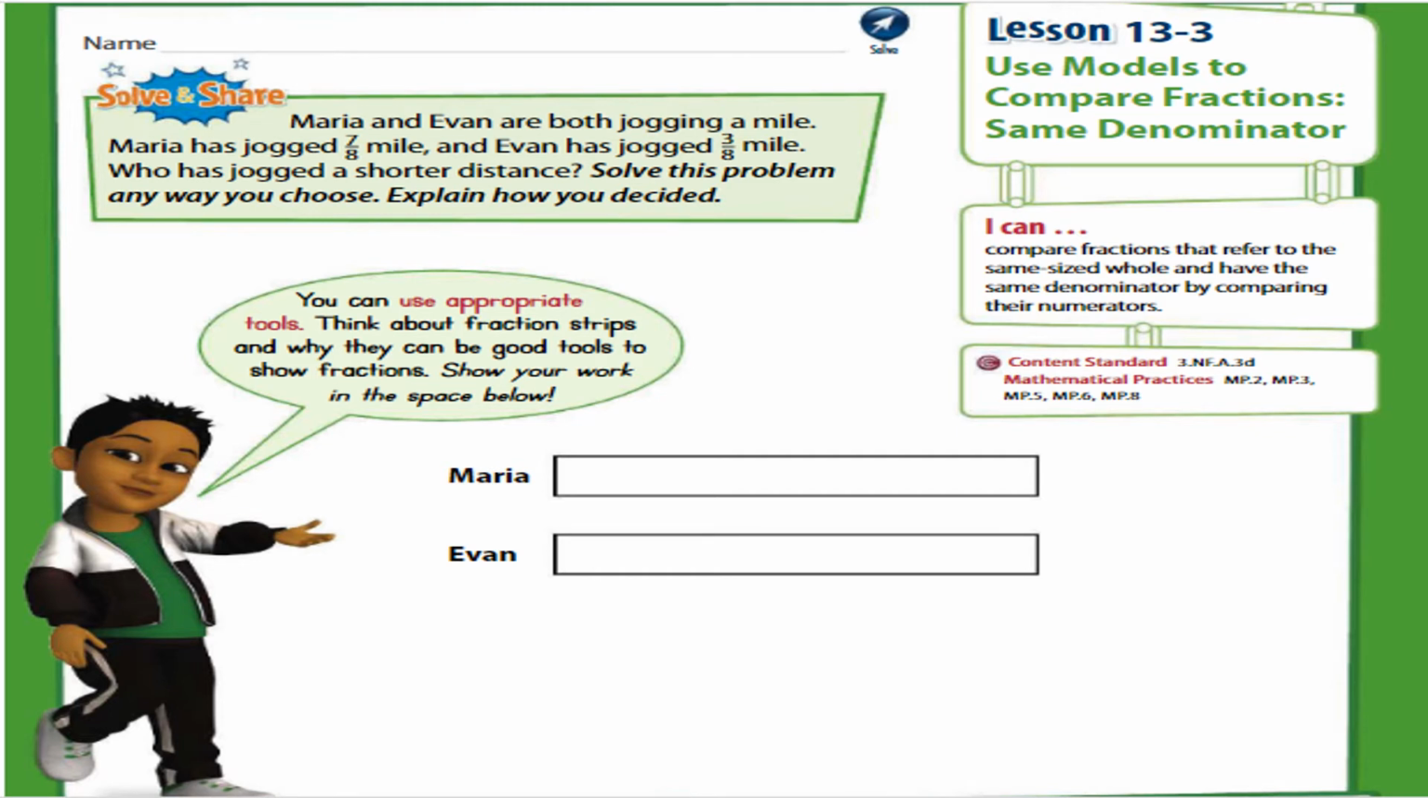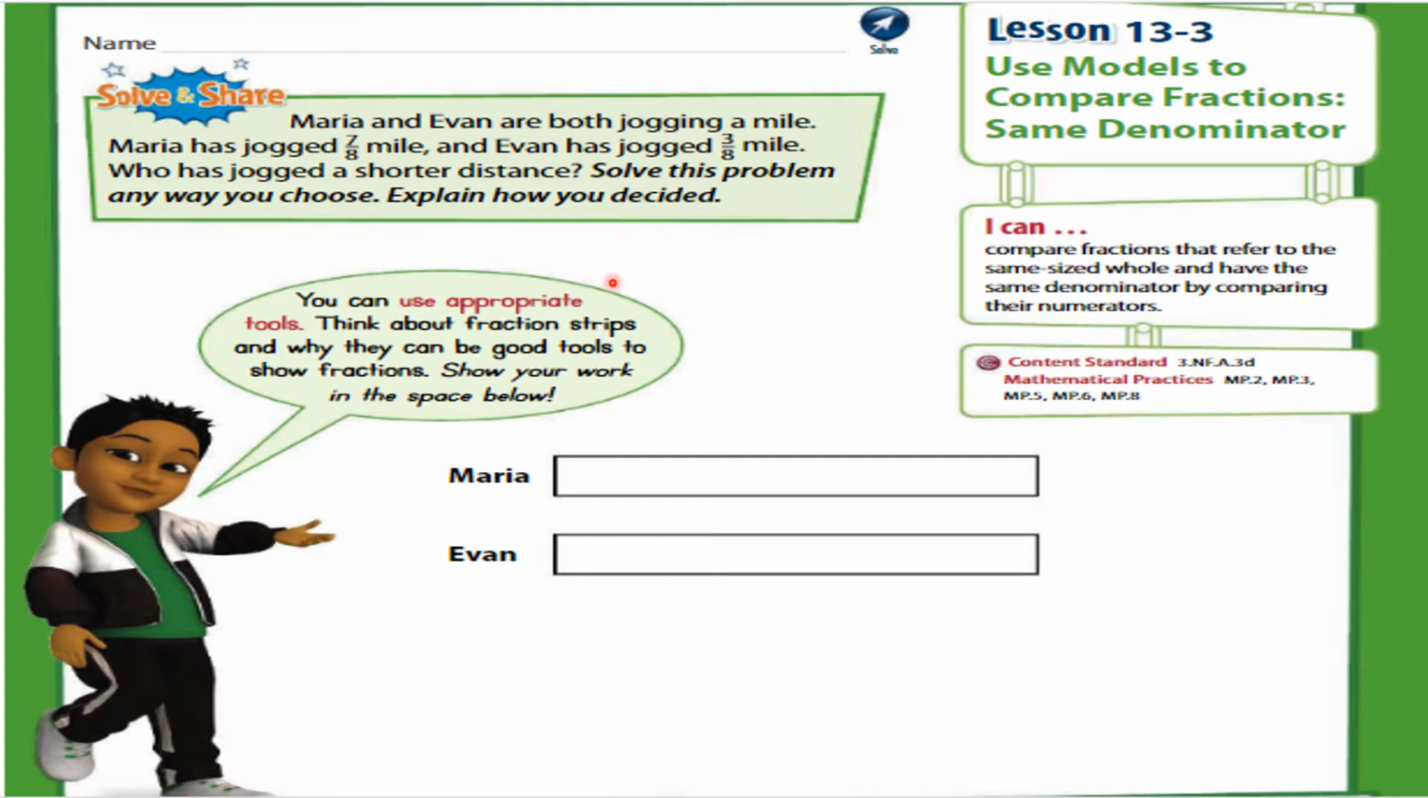Okay, so lesson 13.3. What is the problem given that Maria and Evan are both jogging a mile? Maria has jogged 7/8 mile and Evan has jogged 3/8 mile. Who has jogged a shorter distance? Who jogged less? Okay, solve this problem one way you choose, explain how you decide.